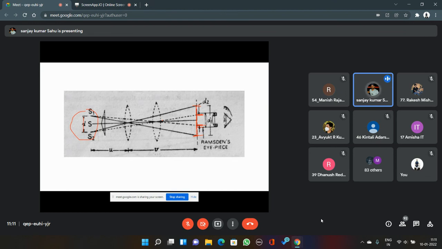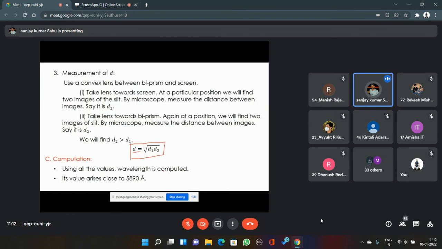Or else you can measure the object distance u, the image distance v, and this distance d1 between S1 and S2 in the magnified form. Then d divided by d1 gives you u divided by v. So if you know u, v and d1, you can find d from there. Or you can use both of them to find d using this formula. Both can be done. So this is the way to find the value of d, the distance between the two virtual sources.